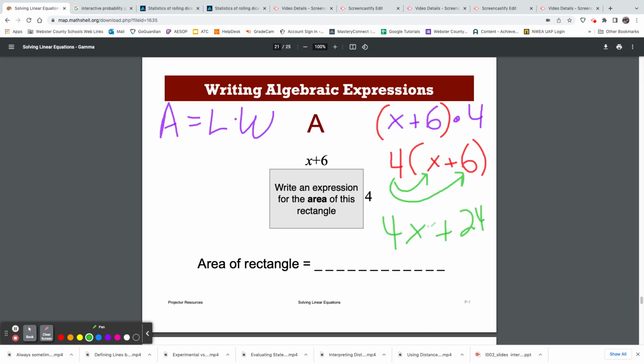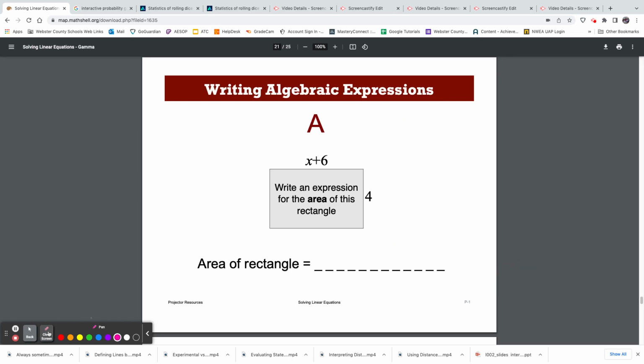Now, one thing I could look at is that 4 and 24 are also divisible by 2. So what if I factored out, or divided, a 2 from both and put the 2 on the outside of the parentheses and put what was left? So 4x divided by 2 leaves me 2x, and 24 divided by 2 leaves me 12. So sometimes expressions may not look like they're related at all, but when you look at the mathematics behind them, they may actually be related and equivalent.